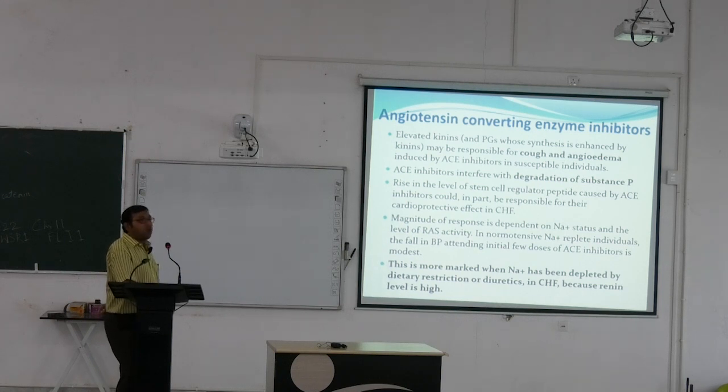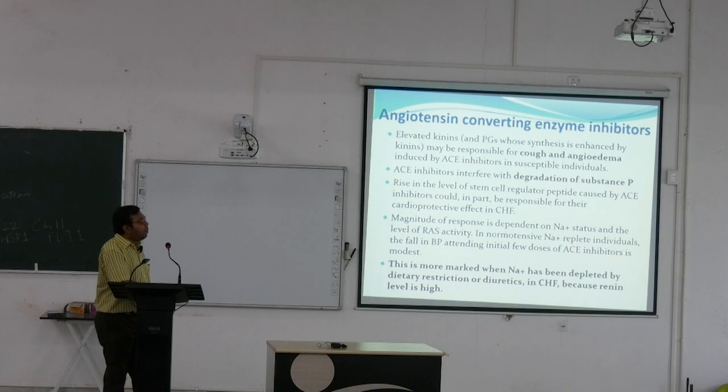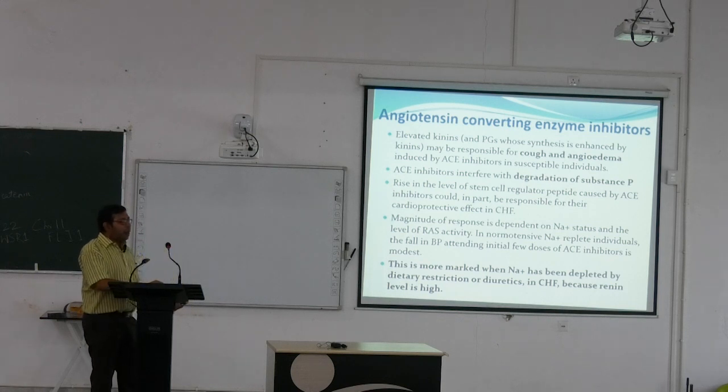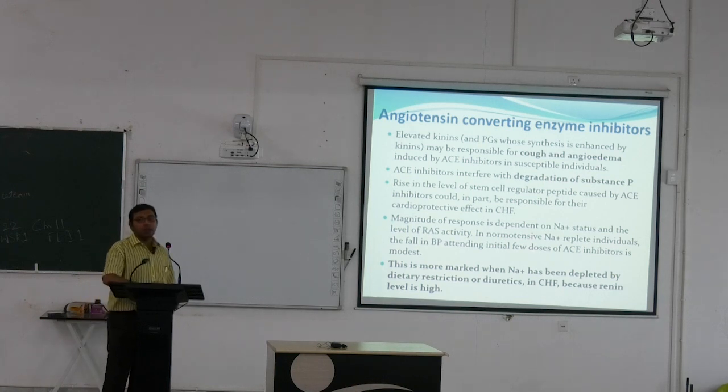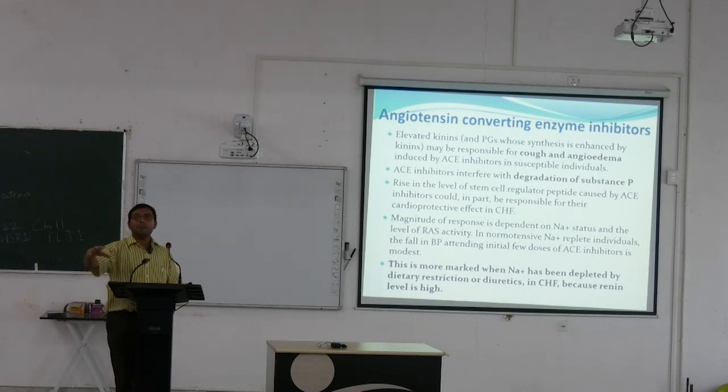Now the response is dependent on sodium status and the level of RAS activity. That is, whether the RAS is overactivated, what the amount of sodium is, etc. In normotensive, sodium replete individuals, that is, where the sodium level is normal, the fall in blood pressure attending the initial few doses of the ACE inhibitor is modest. When the sodium is more depleted, or when there is hypertension, in those cases the action will be more. In normal individuals the action will not be very much, it will not decrease the blood pressure more, but in hypertensive individuals it will decrease the blood pressure more.